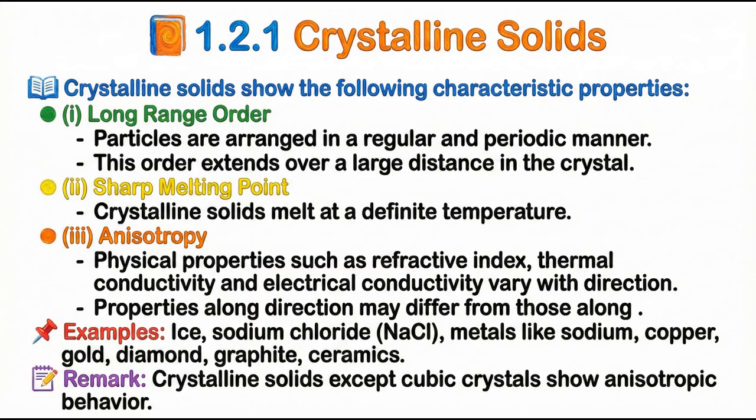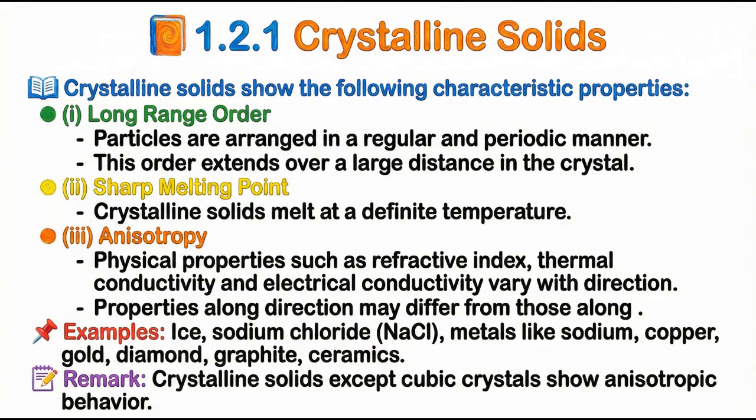1.2.1 Crystalline solids. Now let us study the characteristic properties of crystalline solids. The first property is long-range order. In crystalline solids, particles are arranged in a regular and periodic manner. This ordered arrangement extends over a large distance throughout the crystal. The second property is sharp melting point. Crystalline solids melt at a definite temperature.